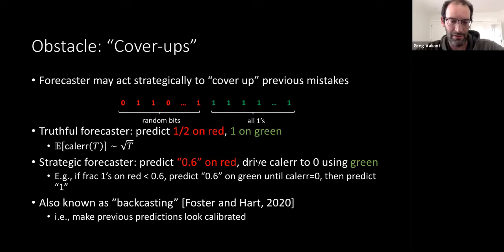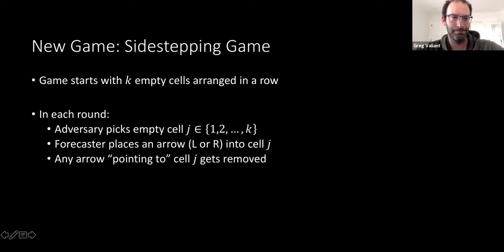Good. So the main challenge is trying to characterize the power of this sort of cover-up. To make a start on this, we propose a new game, which is even simpler than this calibration binary prediction setting. Let me describe this new game. We call this a sidestepping game.